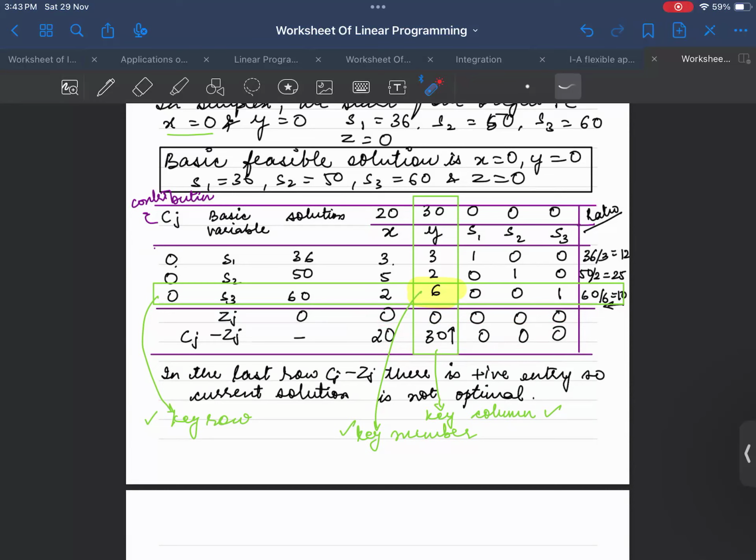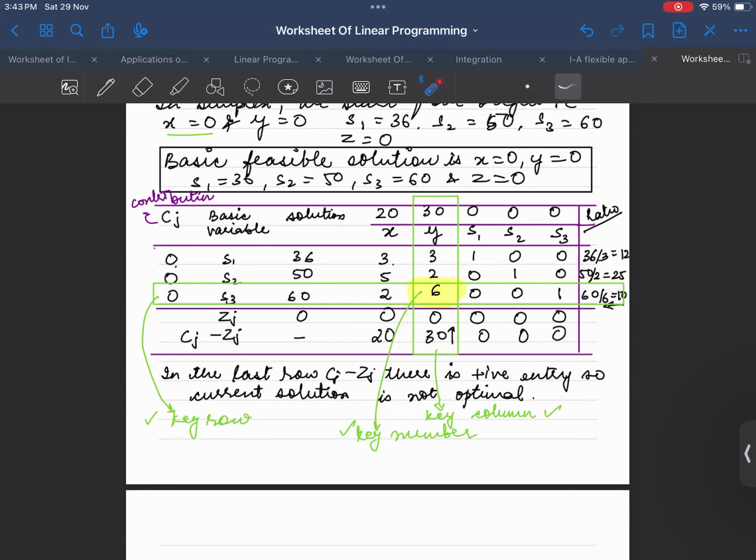And we will see which one is the maximum. This 30 is the maximum, so that would be the entering variable. If we enter it into the system as a basic variable, this y can be our entering variable so that it can contribute 30. We can't lose this. In this way we have identified a key column. This is my key column. I have marked it with the green color, right?